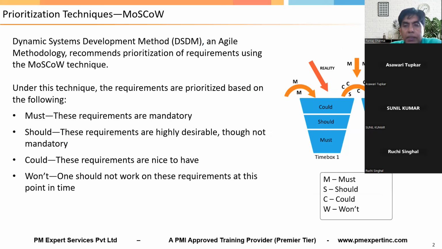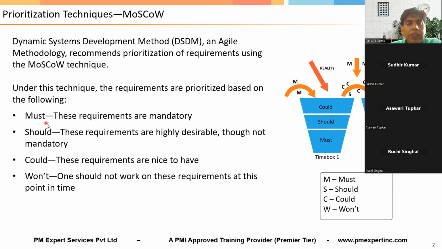Now, can you see the MoSCoW technique in front of you right now? Yes. Tell me, guys. See, can we categorize the product backlog items, or work to be done in the project, or requirements of the project, in terms of must have requirements, should have requirements, could have requirements, and won't have requirements? Can we categorize the requirements like this, guys? Yes. Right? Now, you can see must have, should have, could have, and won't have in front of you.